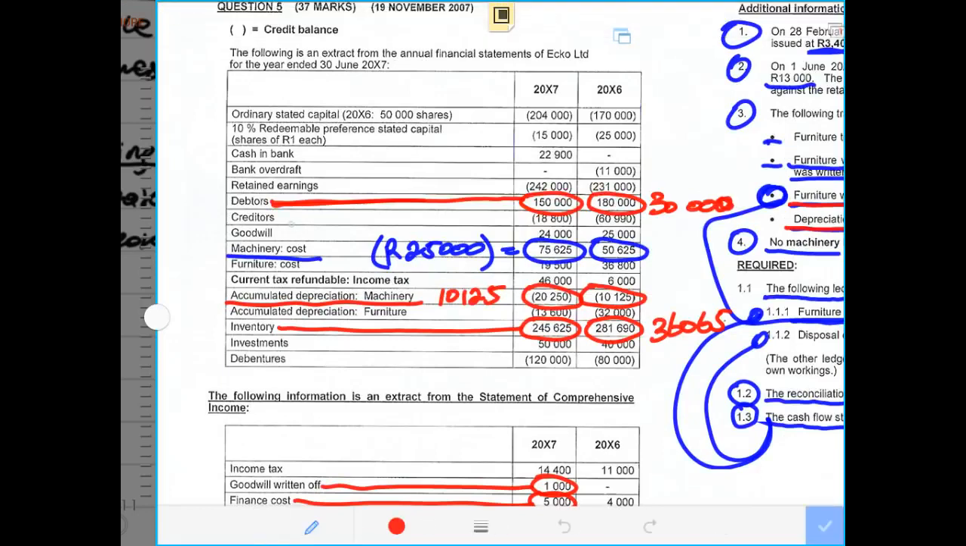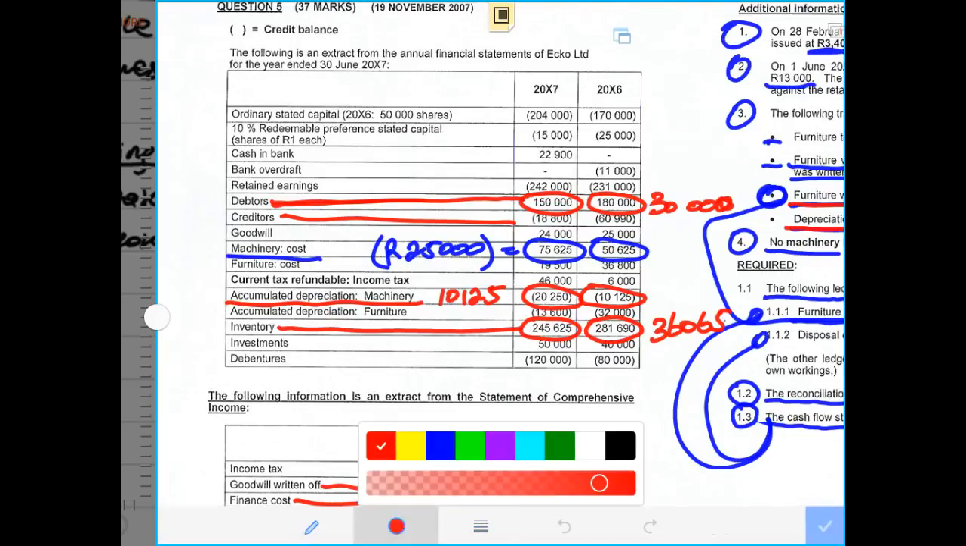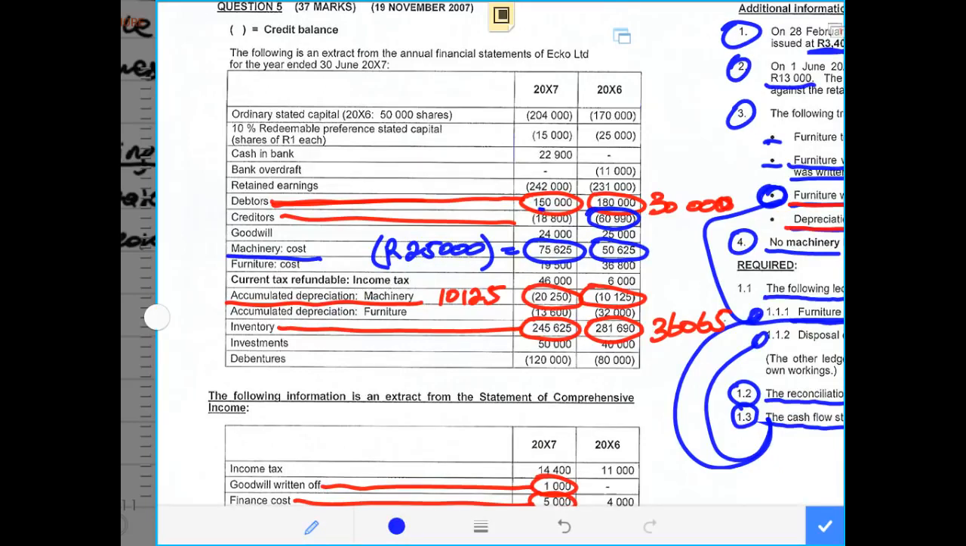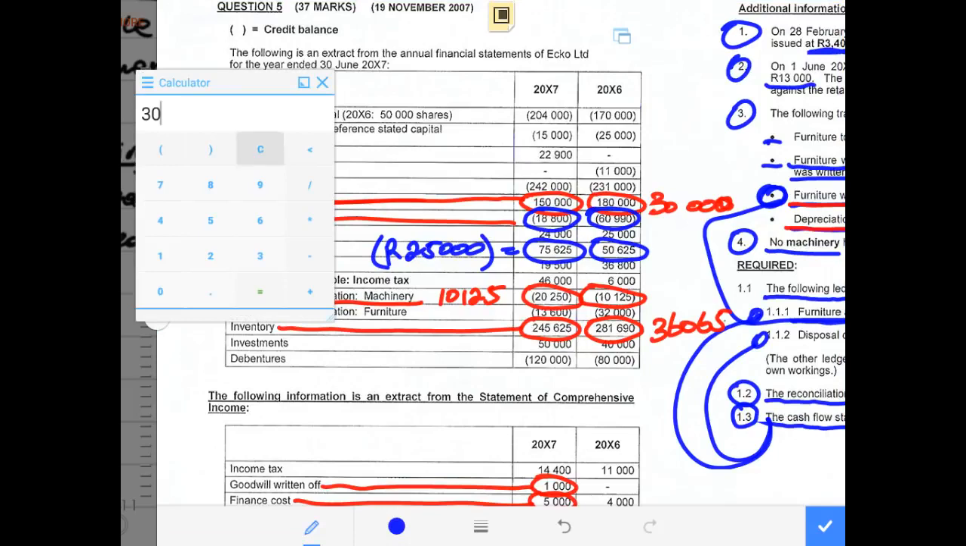which is our creditors, sometimes called account payables. We see that our account payables were 69,000 rands in the previous year, and in the current year they decreased to 18,800. That means obviously we would have paid our creditors. The reason they decreased is because we paid them. And if we pay them, money will go out of the business. That will be indicated as outflow of cash in brackets.